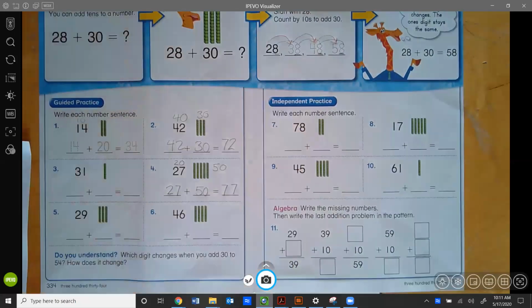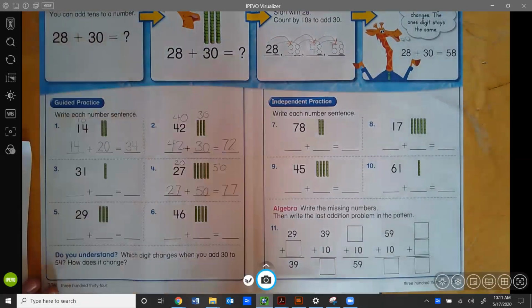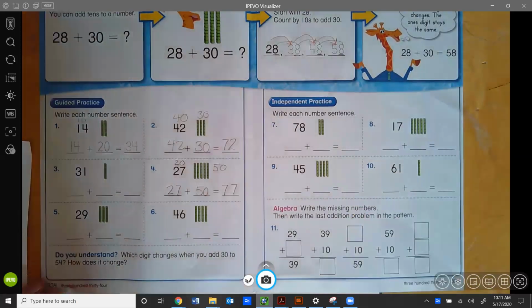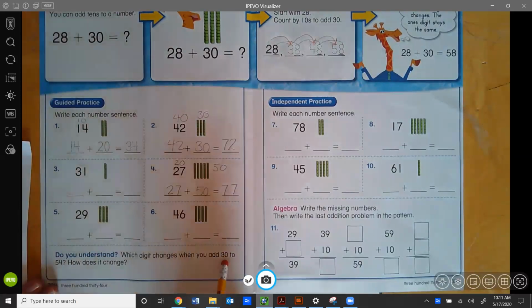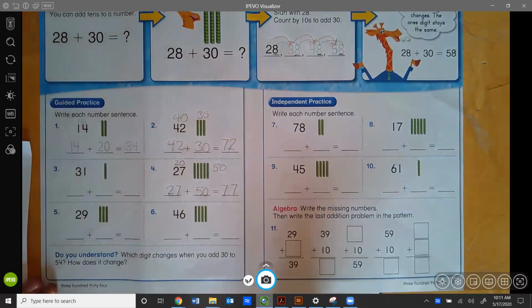Okay, and you're going to do this for number 3, 5, and 6. You're going to be also doing the same thing for 7, 8, 9, and 10. For the do you understand section, which digit changes when you add 30 to 54, and how does it change?